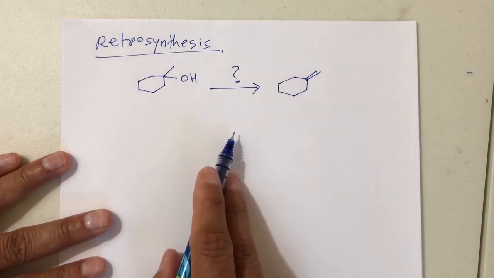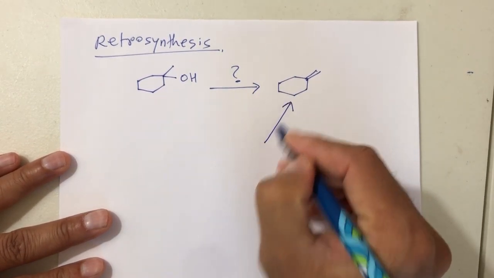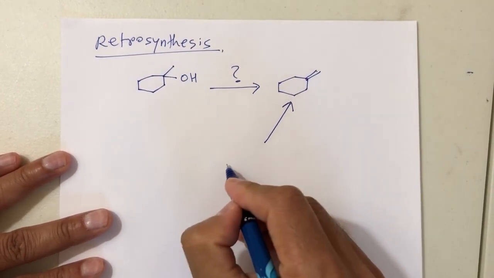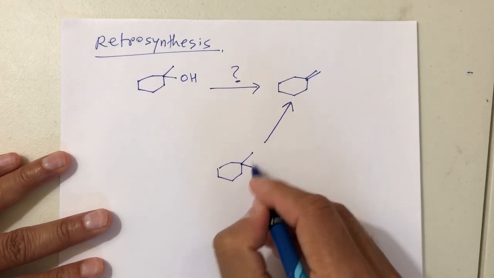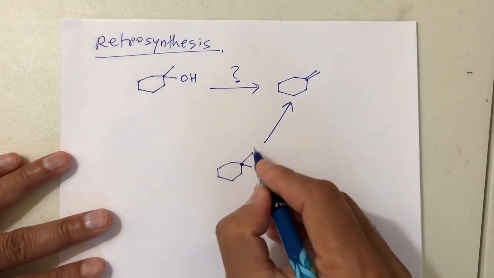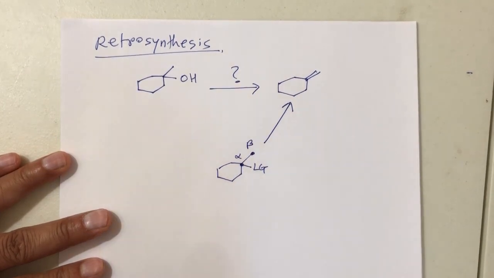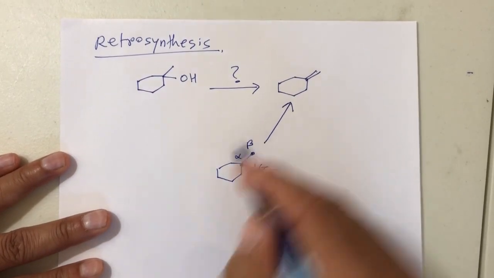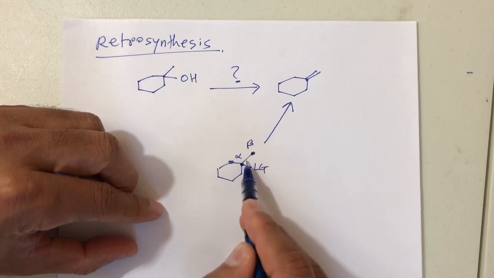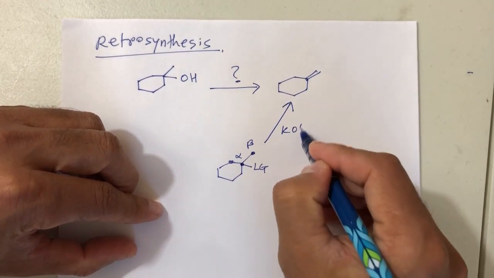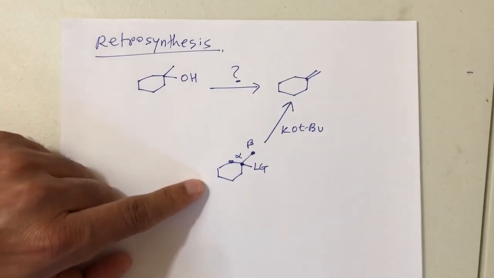So the question is, what do I need first? So then you try to go a step backwards, right? If I go a step backwards, then what I need here, I need a leaving group, right? So if I put a leaving group on this carbon, that will become your alpha carbon and beta carbon, right? If I put a leaving group here, then I can throw a base. Now you have to be careful here because you have two types of betas and I want this, so that means you're putting potassium tert butoxide, a bulky base, to go from here to here, right?